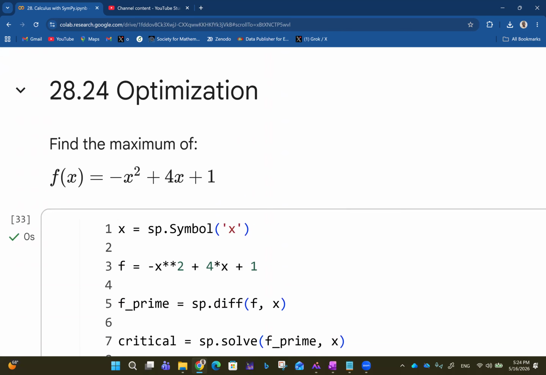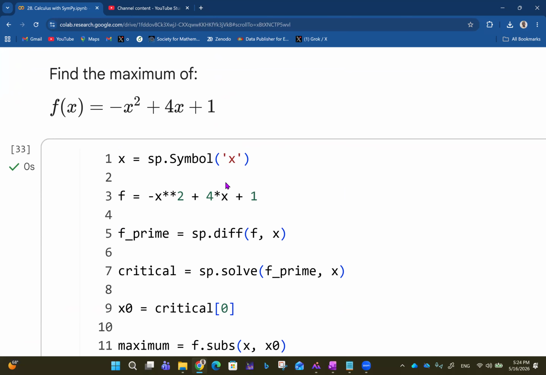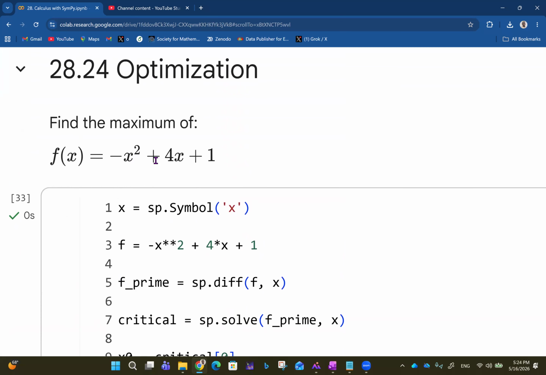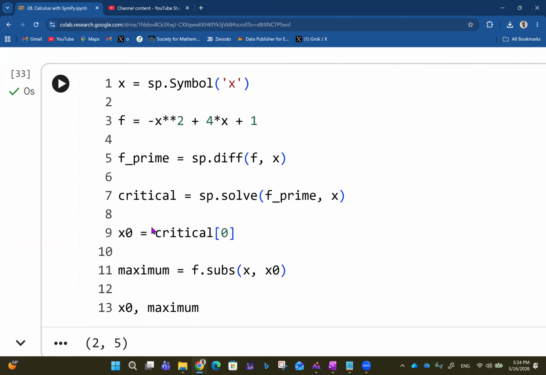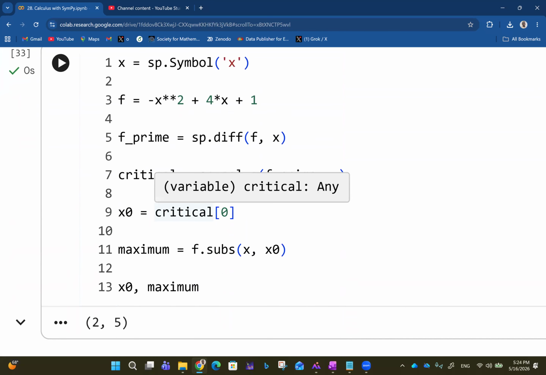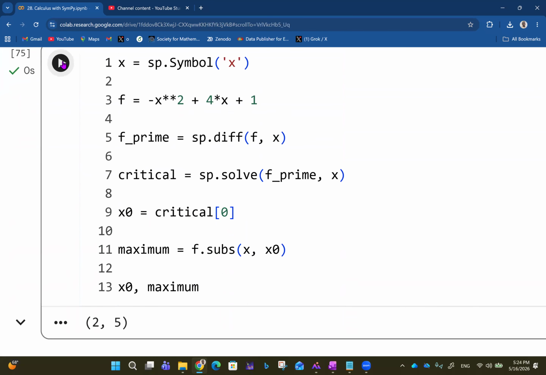Then find the maximum of this. Again, f of x equals minus x squared plus 4x. You find the critical point. So you have minus 2x plus 4 equated to 0, and you get the critical value for x to be 2. If you substitute 2 here, you get 5. So the maximum now will be at (2, 5). And this is how you set it up. You declare your symbol x, you declare the function f, you take the derivative, then you get the critical value, and then you have all of this going.